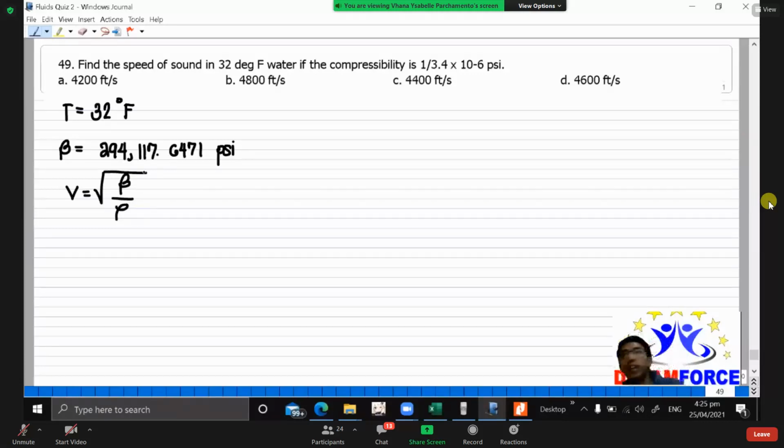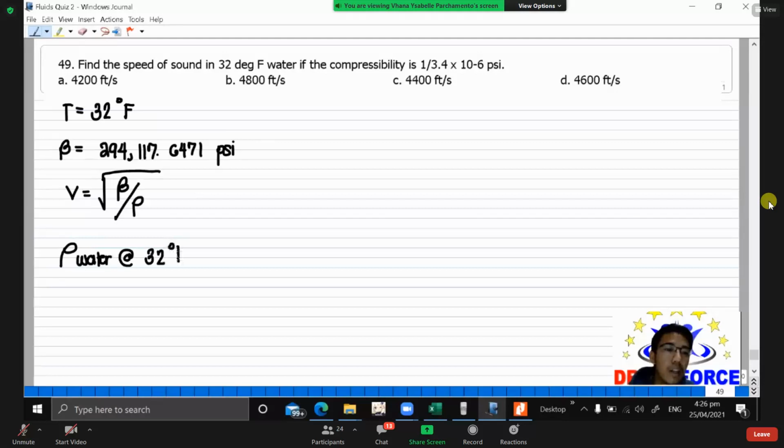Yung kanina, yung square root of KRT, ibang ibang type of velocity. So dito naman is compressibility over density. Okay, yung compressibility okay na, but yung density ang wala. So kailangan natin kunin yung density ng, ano ba to? Water. At what temperature? At 32 degrees Fahrenheit. So paano natin makukuha yung density ng water at 32 degrees Fahrenheit?